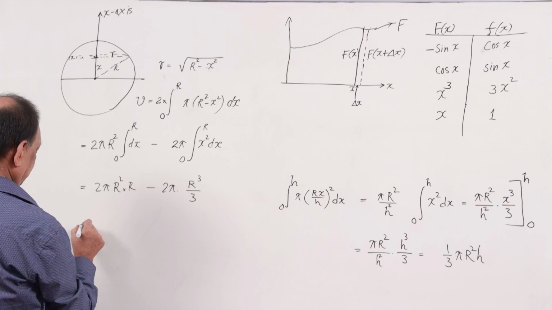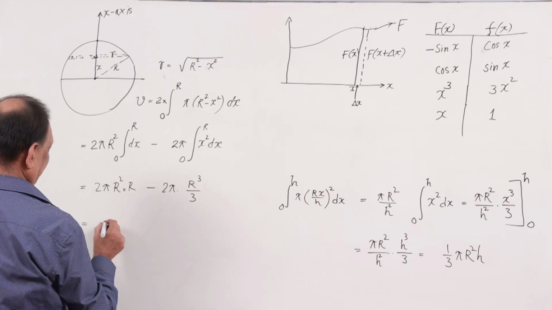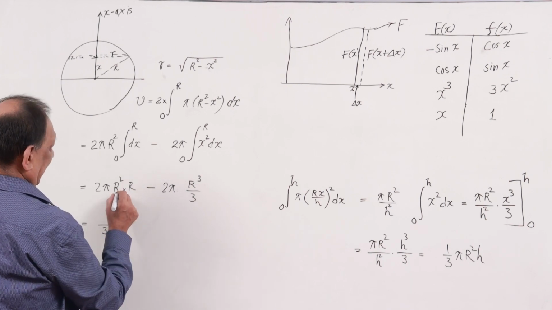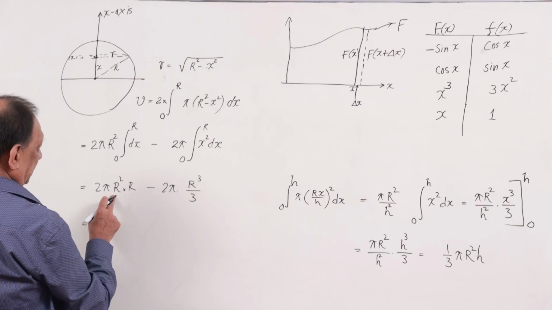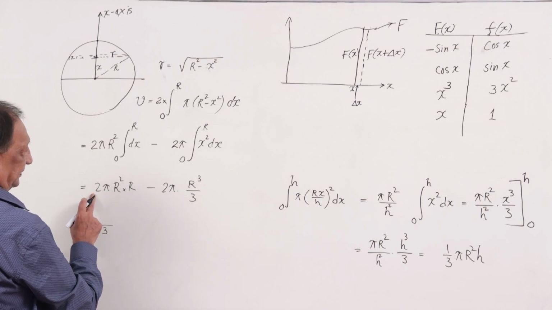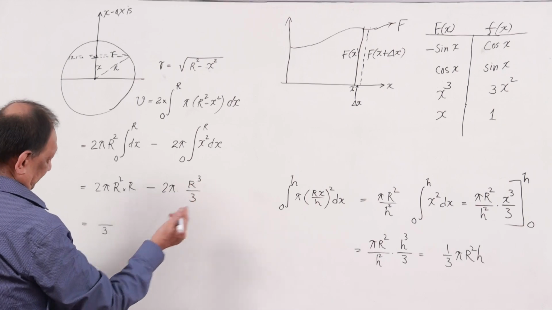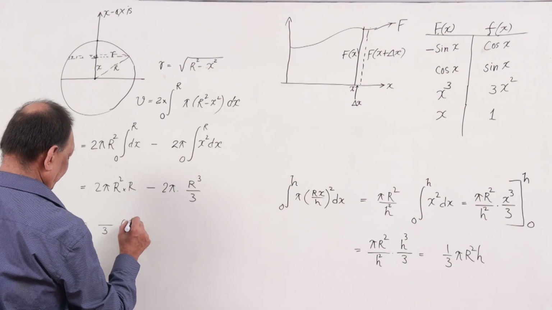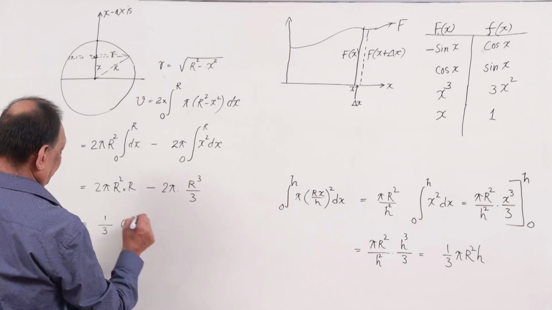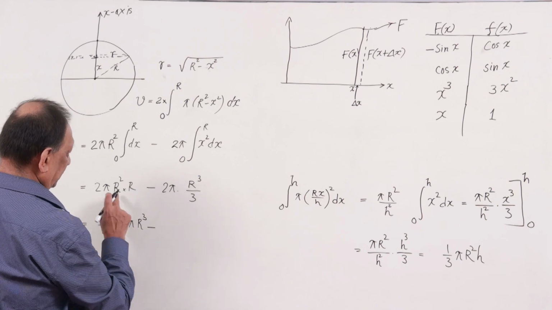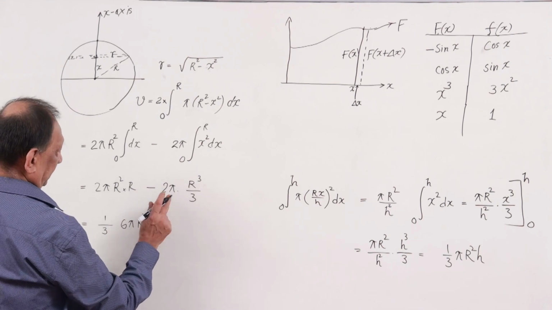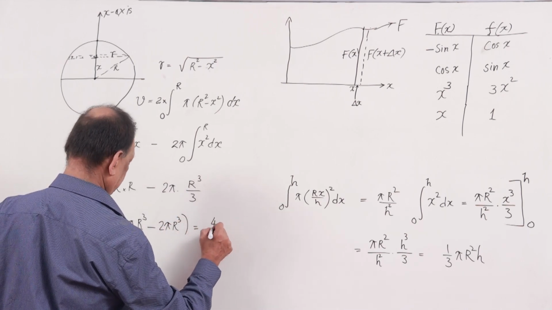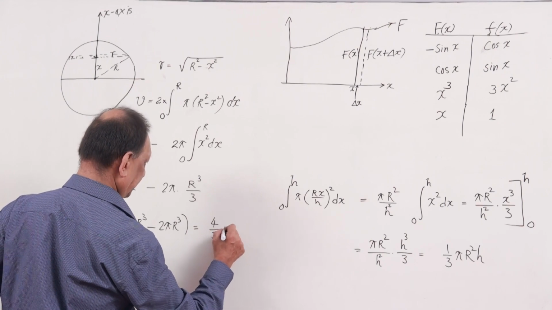So equal to 1/3, I think you can take as a common factor, and I get 3 here. 3 R cubed minus R cubed. So no, 6. I get 6 here. 6 pi R cubed minus 2 pi R cubed. 4/3 pi. This is 4/3.